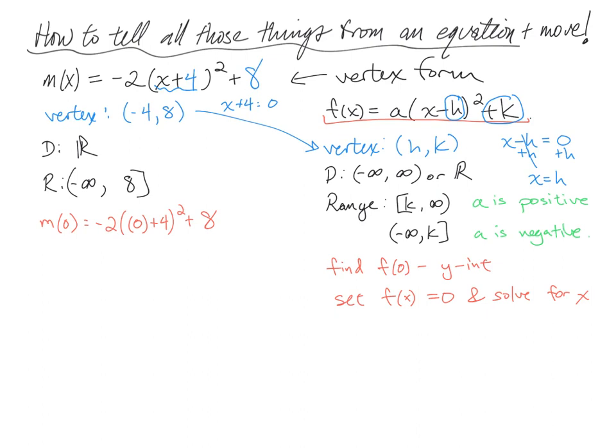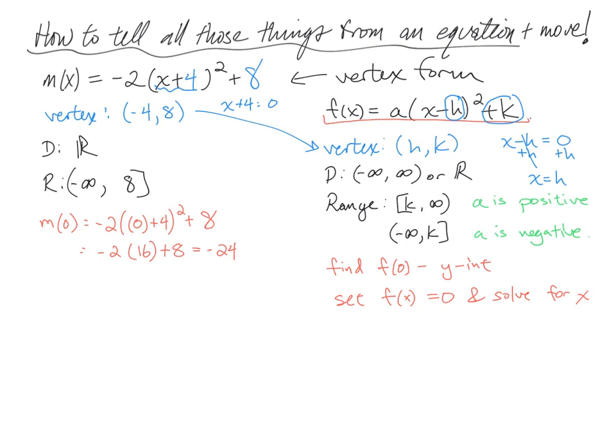So what do we do from there? Oh, I guess we just have to simplify this, huh? So let's see. Order of operations. 0 plus 4 is 4. 4 squared is 16. So I'm going to rewrite this. This would be -2 times 16 plus 8. So -2 times 16, now we do the multiplication. -2 times 16 is -32. Then we can add the 8 to that to get -24.